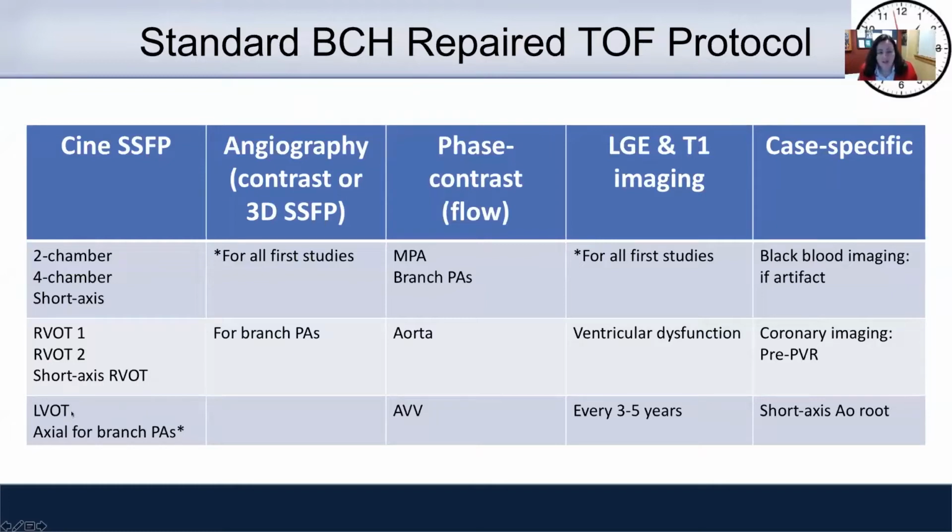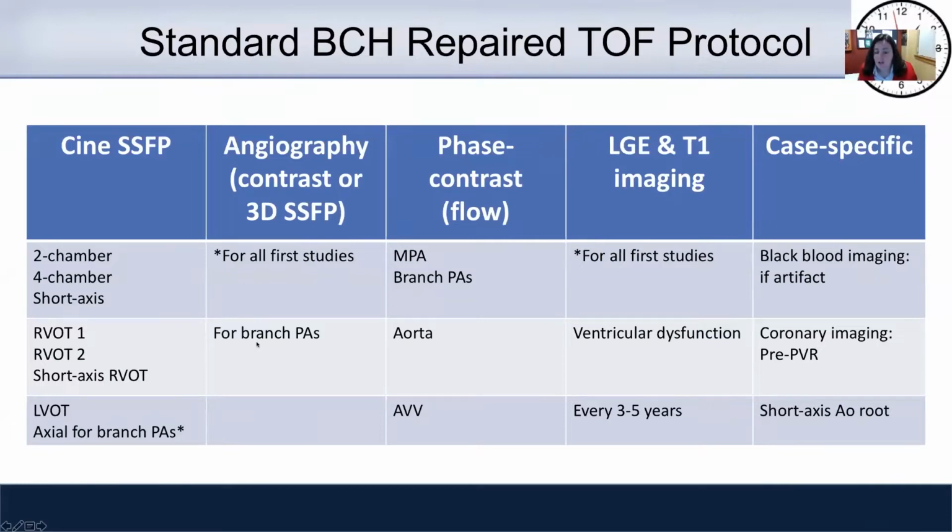We also look at the left ventricular outflow tract and axials for the branch PAs on every first exam. Now for angiography, we often give contrast for the first study, but we have used more and more the whole heart angiogram on subsequent studies, looking at the vascular anatomy.